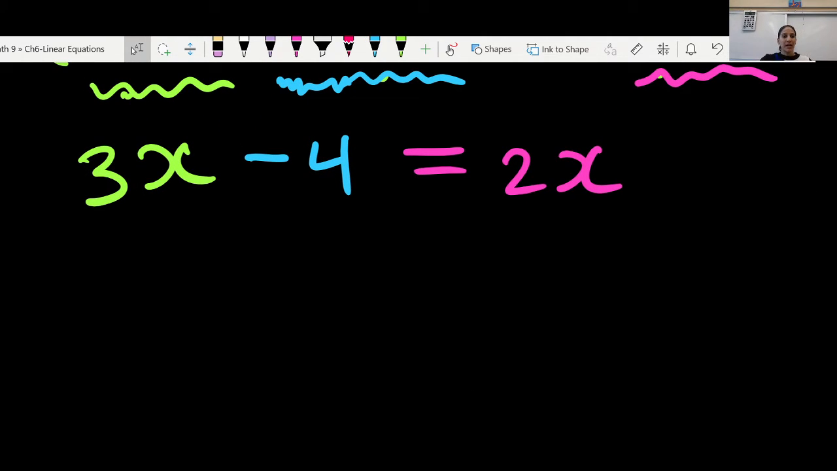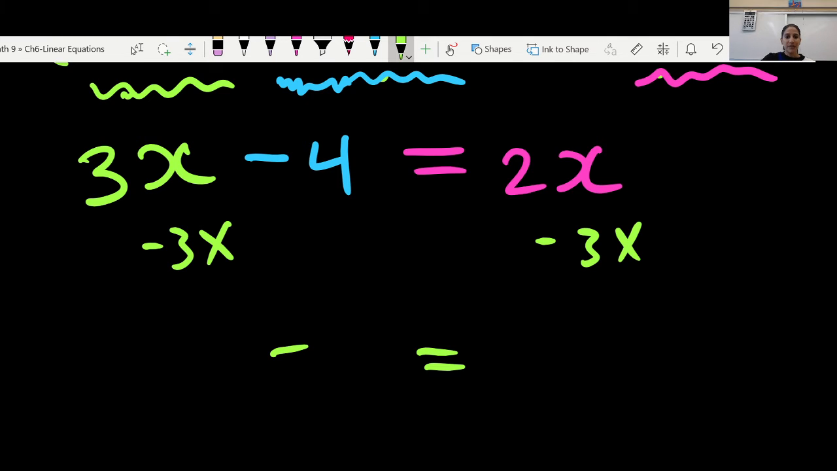At this point, I have some options for where I could go with this. I want to get the like terms together, so I want these two to be together. I could move the 3x over, or I could move the 2x over to the left. It doesn't really matter, so let's get rid of the 3x by doing minus 3x on both sides. On the left, I would just have a minus 4 left, because 3x minus 3x is simply 0. And on the right side, I'd have 2x minus 3x, which is negative x.